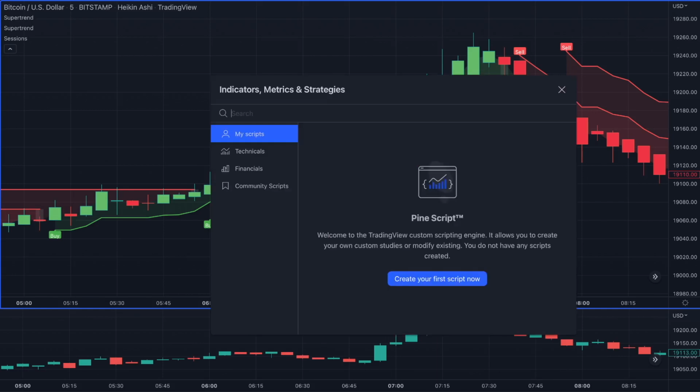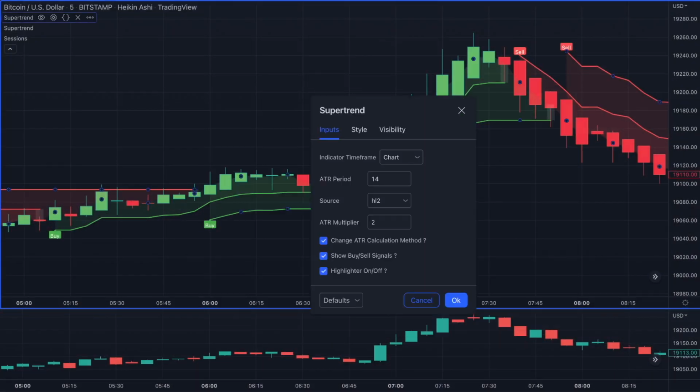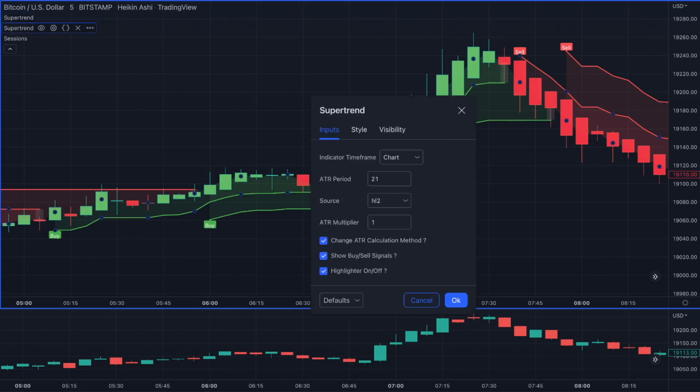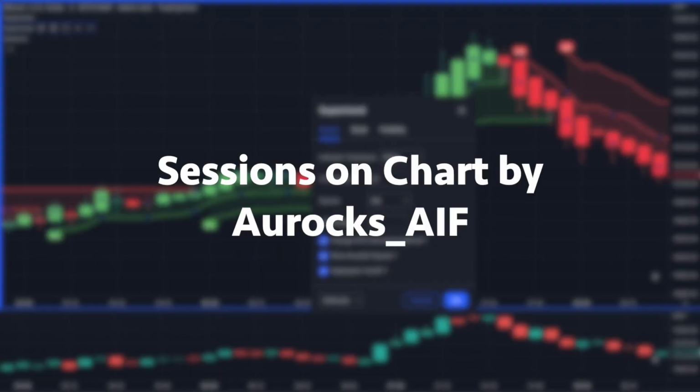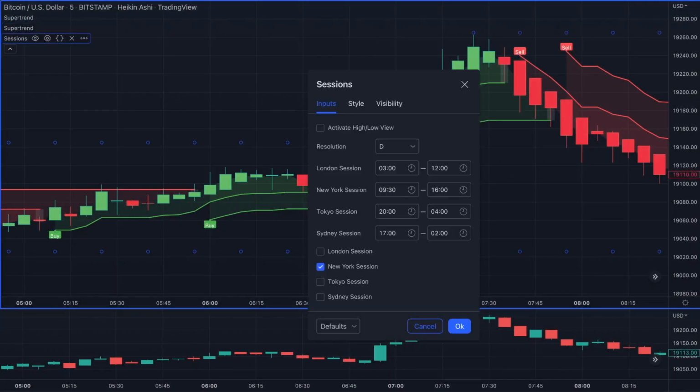Okay, for indicators today, we're using two Supertrend indicators by everget and adjusting the levels for the first Supertrend indicator to 14 on the ATR period, and the multiplier is set to 2. For the second Supertrend indicator, the ATR is set to 21 and the multiplier to 1. I've also added a Sessions on Chart indicator by Aurochs to visually indicate my trading session, but this is completely optional and will have no effect on the system itself.